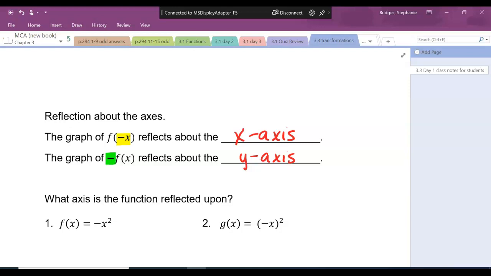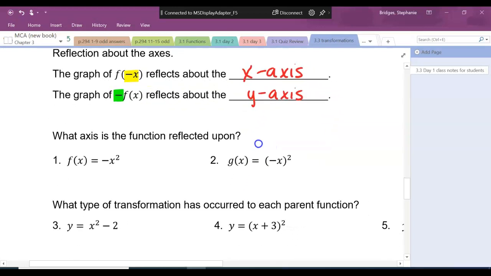If it's adding a number outside of the function, then you're going to move it up. If it's subtracting, you're going to go down. If it's adding a number inside, we go to the left. It's always opposite when it's inside. If it's subtracting, we go to the right. Negative in front reflects on the x-axis. Negative inside reflects on the y-axis.